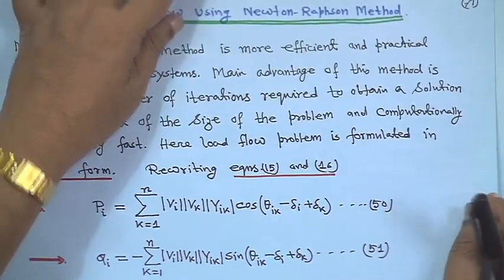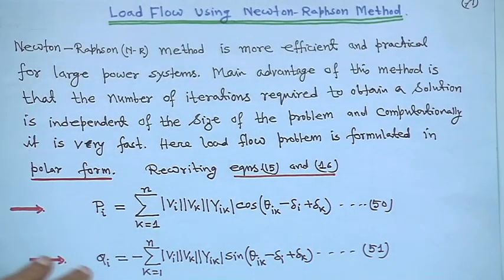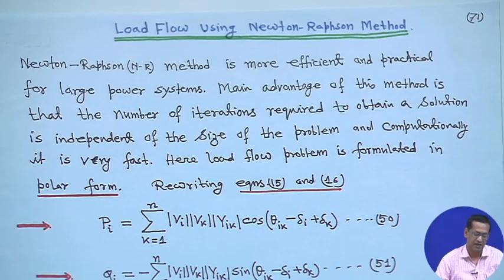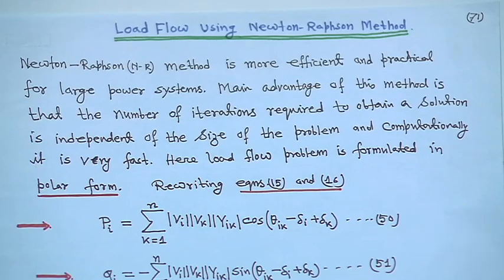Next, load flow using the Newton-Raphson method. Whatever little bit of mathematics we saw, that is for this. Now, load flow using the Newton-Raphson method, right. In this case, it is more efficient and practical for large power systems, right. The main advantage of this method is that the number of iterations required to obtain a solution is independent of the size of the problem, and computationally it is very fast.